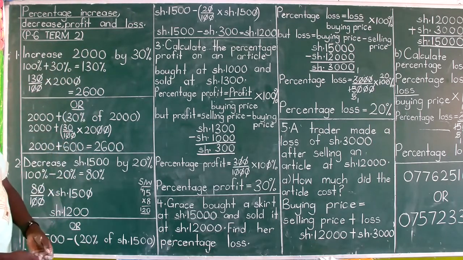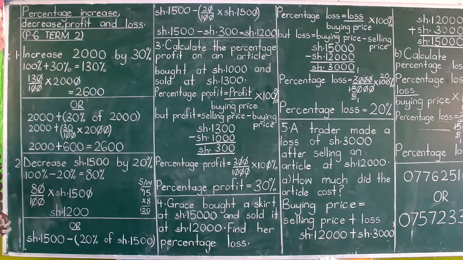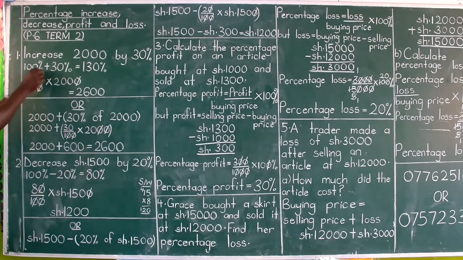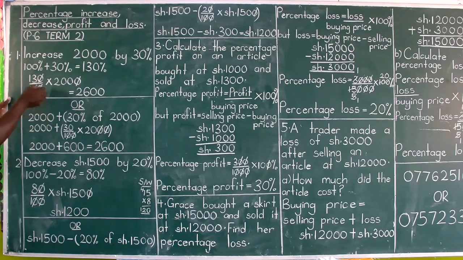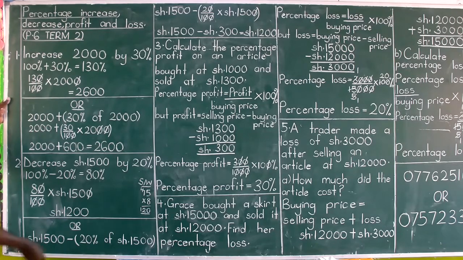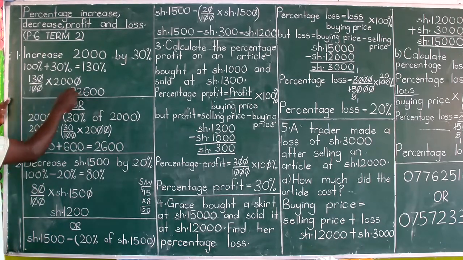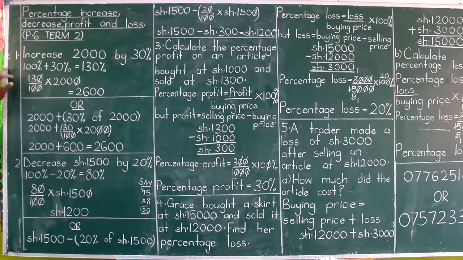You say percentages are fractions, so write 130% as a fraction. You say 130 out of 100 times 2,000. Do we cancel? You say by 10 by 10. Whatever cancels zeros, you divide by 10. So 130 divided by 10, you get 13. 100 divided by 10, you get 10. Then 10 divided by 10, you get 1, and 2,000 divided by 10, you get 200. As you see, we are left with 13 times 200, where 13 times 2 gives 26, and then you bring down those 2 zeros, so the answer is 2,600.